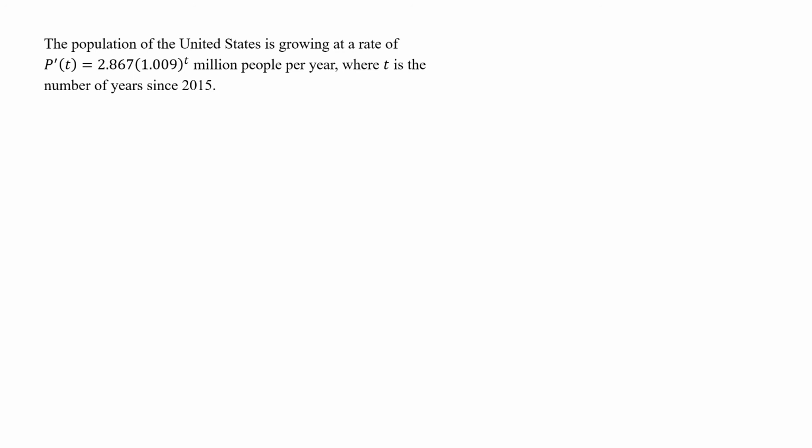So we're going to find the integral. Part A, find the integral from 0 to 5 of p prime of t dt. This part would be given to us, like this is the question. So to do that, we're going to go from 0 to 5 of this 2.867 times 1.009 to the t dt. Find the antiderivative.